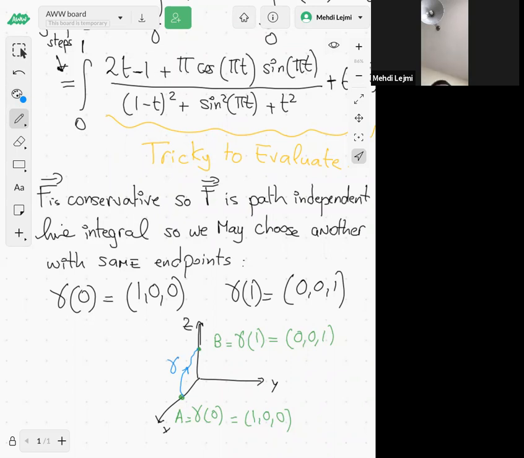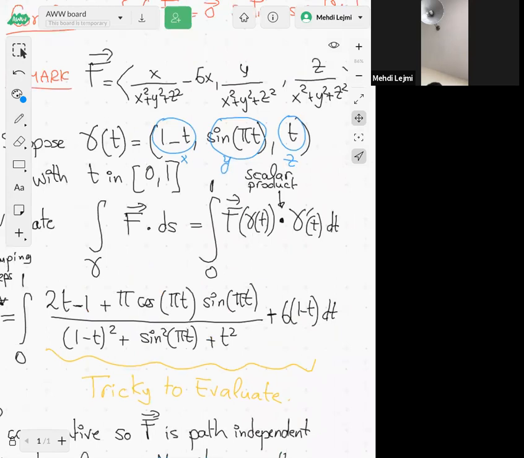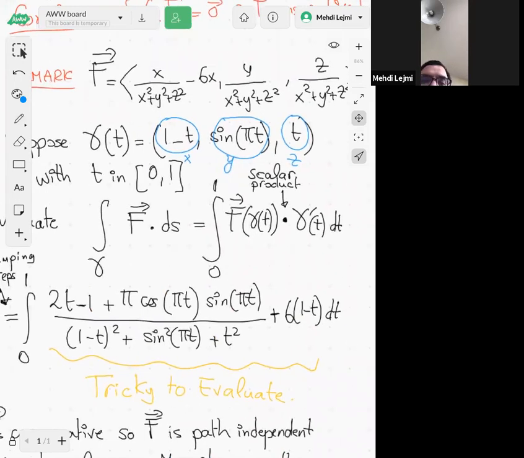So all I'm saying here, guys, is that when you want to evaluate this vector line integral and it's tricky to evaluate, we may choose another path from A to B, which would give you a very simple vector line integral. In this case, in your vector field F, you have this x squared plus y squared plus z squared, right? So probably a good idea would be to use cosine and sine, because cosine squared plus sine squared will be 1.